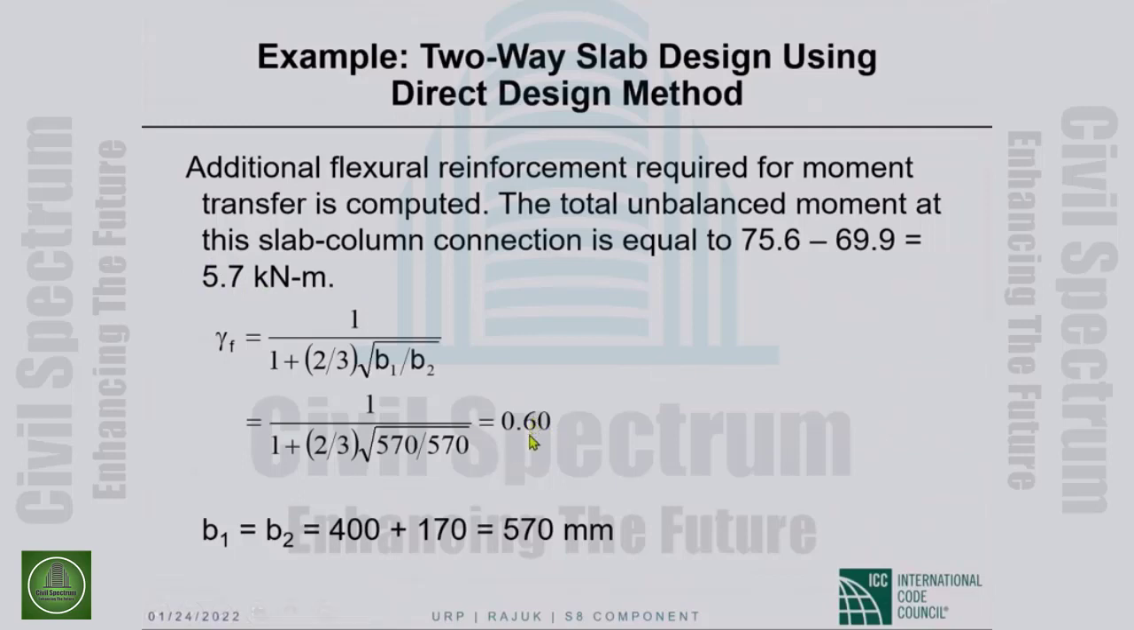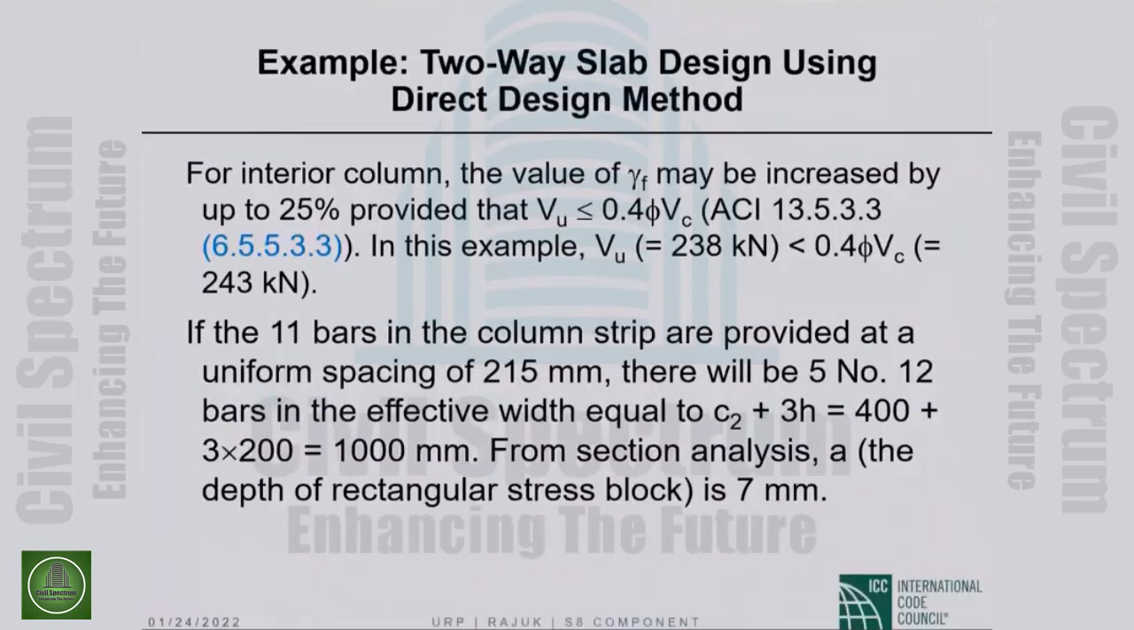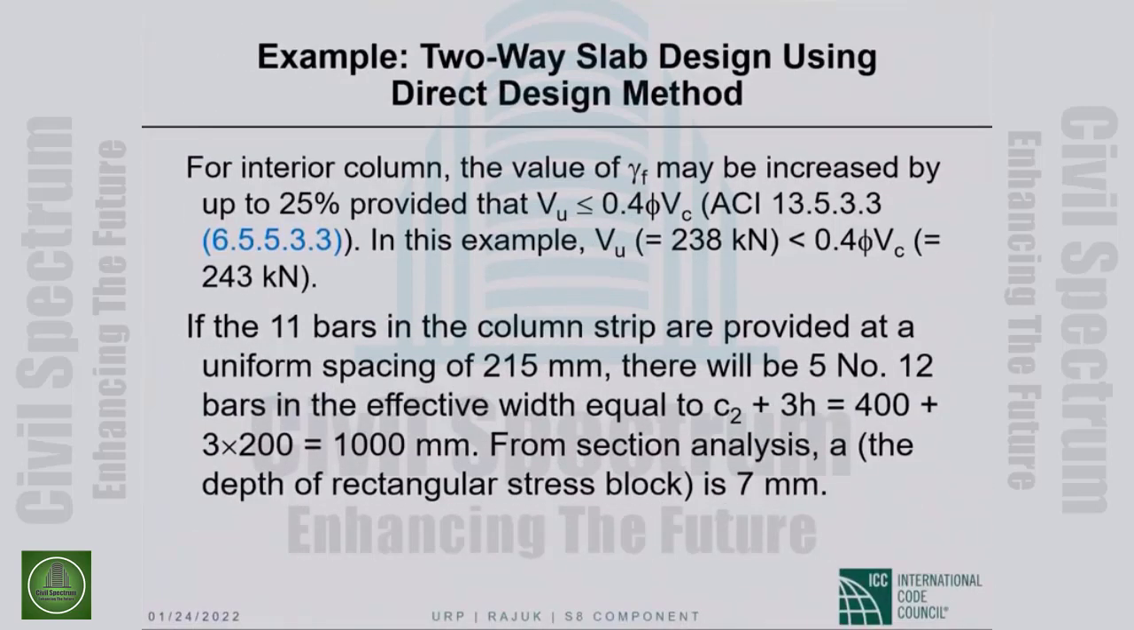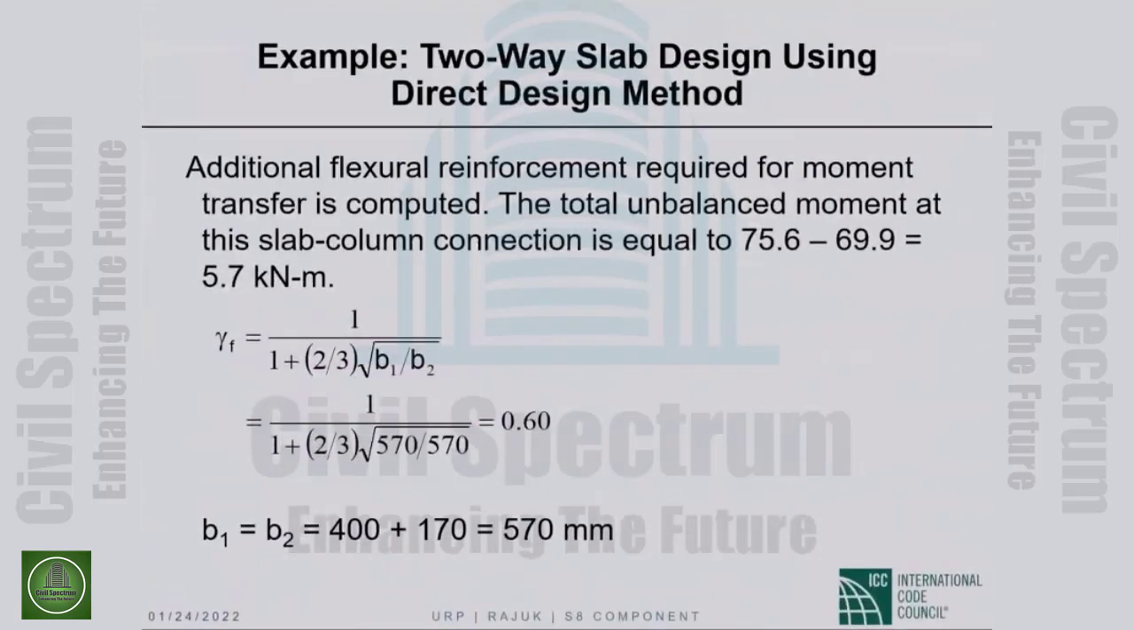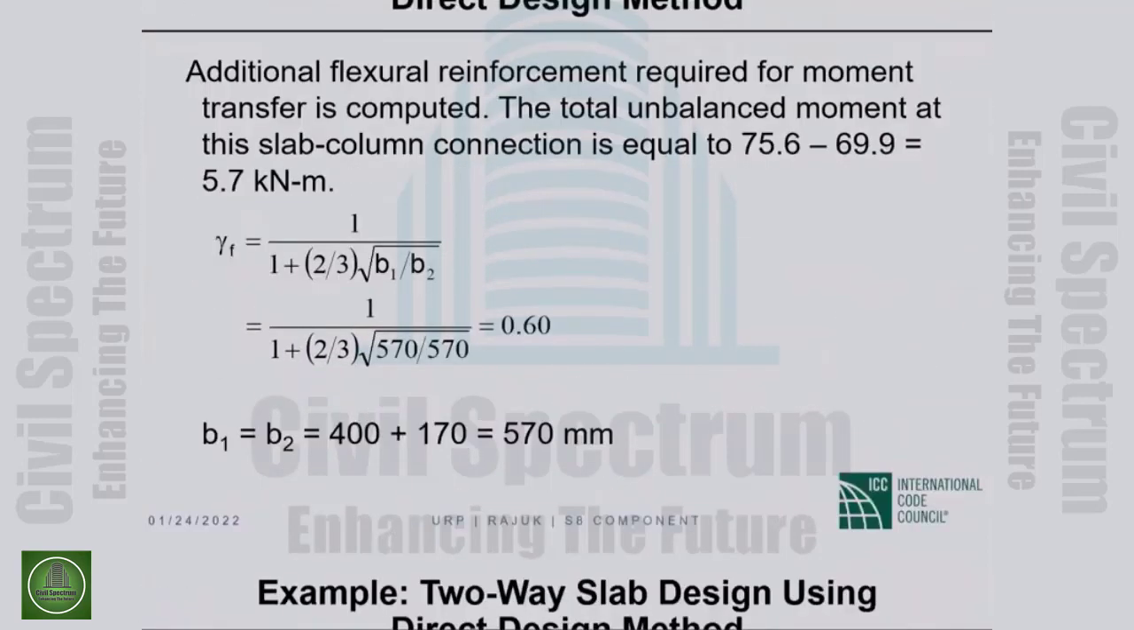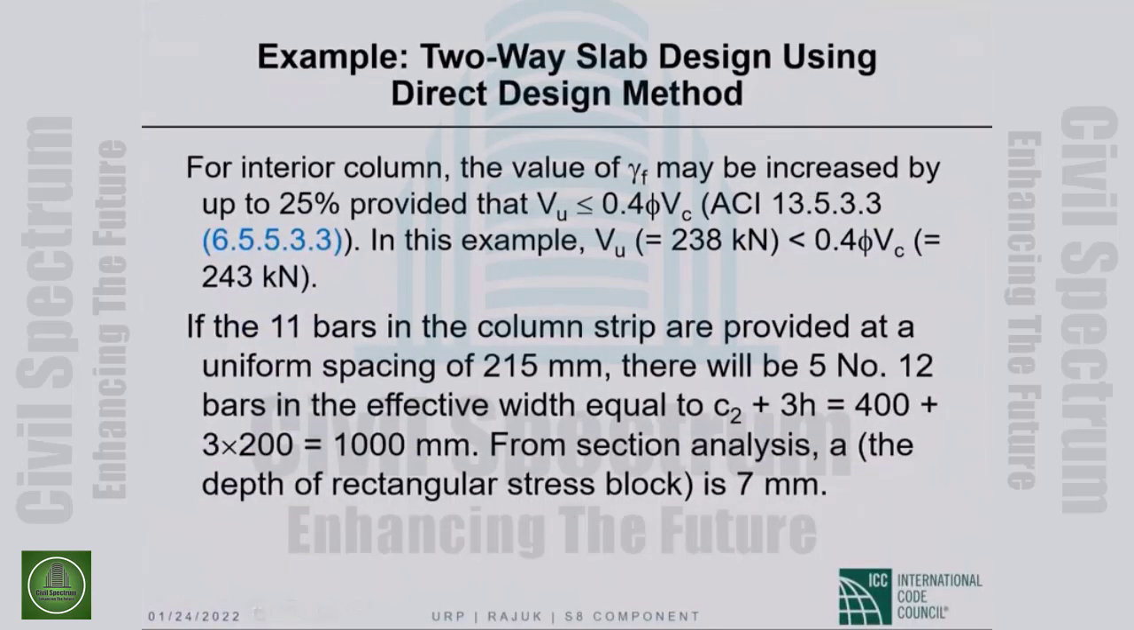60% will go by flexure because this is a square column interior section, and 40% by shear. Okay. Now, for this 5.7 kilonewton meters of unbalanced moment, nobody in his right mind would do this, but I wanted to show you this flexibility. When you are doing earthquake design or wind design, you will have huge unbalanced moment at an interior support, and then this comes in very handy.